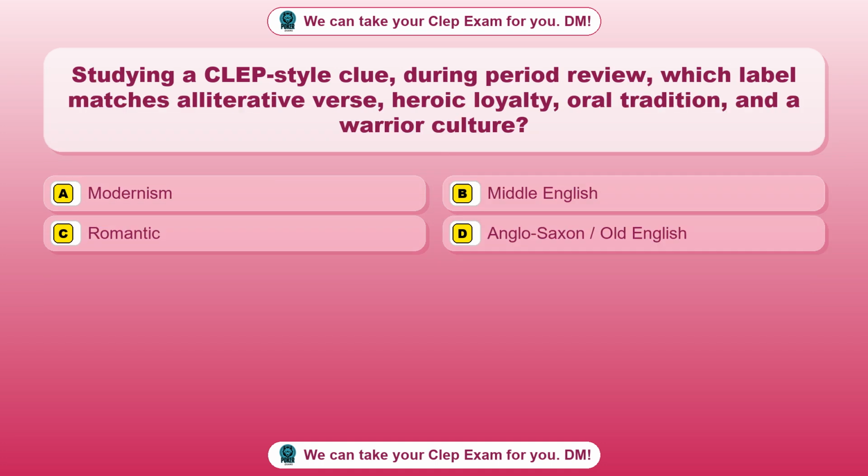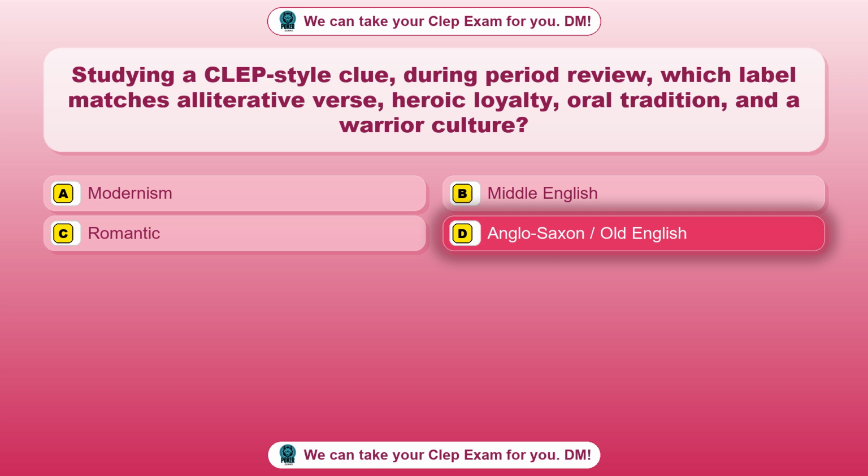Question 37. Studying a CLEP-style clue, during period review, which label matches alliterative verse, heroic loyalty, oral tradition, and a warrior culture? Option A, modernism. Option B, Middle English. Option C, Romantic. Option D, Anglo-Saxon/Old English. The correct answer is option D, Anglo-Saxon/Old English.